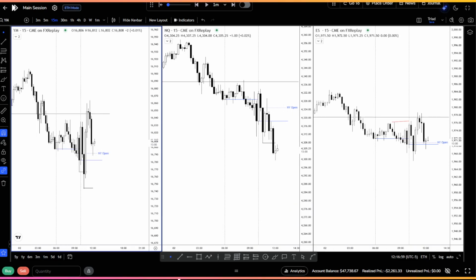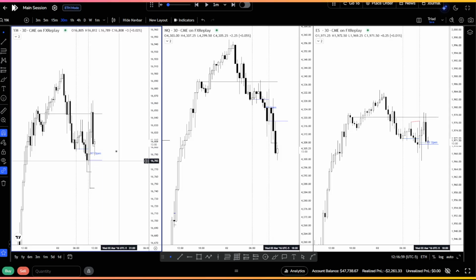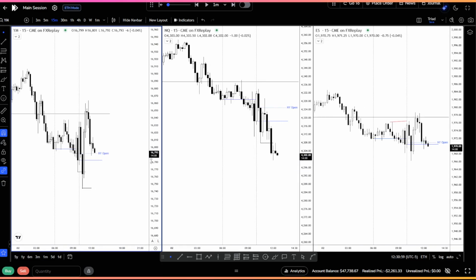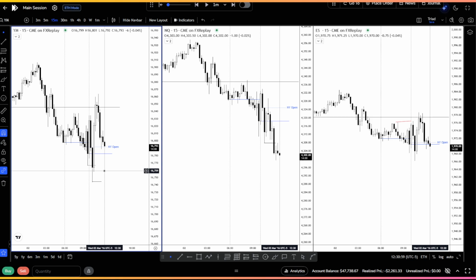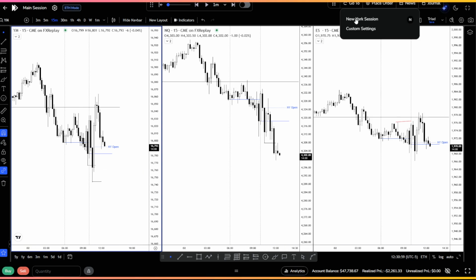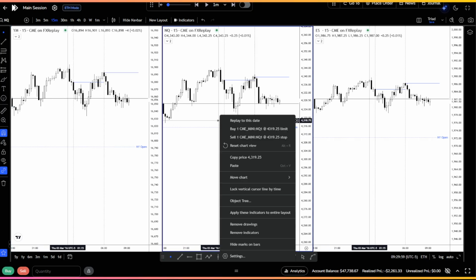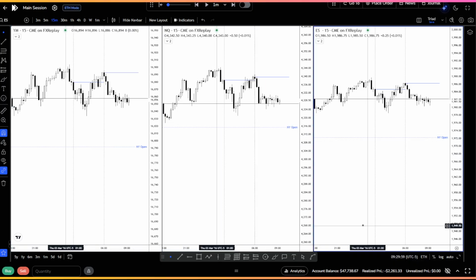Okay, C2 close. Okay, let's wait for this 30-minute close as well. No C2 close here. This doesn't look good to trade. What time is it? 12:30. Let's go to the next day. Remove, remove, remove.